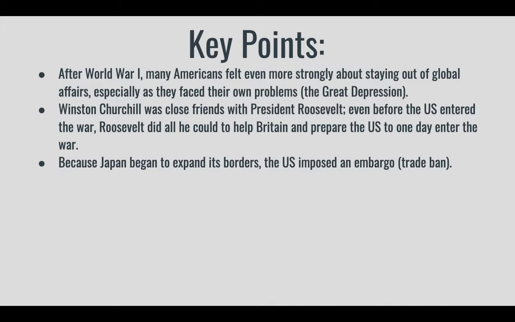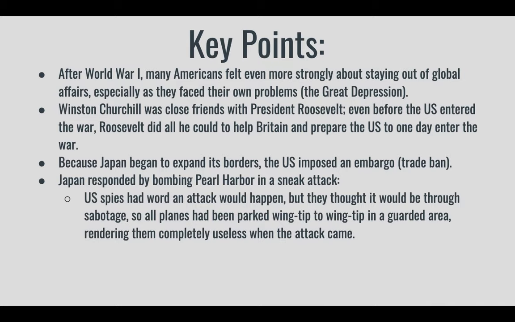So the United States said, hey, we're going to quit selling you oil. And Japan was like, wow, we can't really survive without your oil. And so they responded by bombing Pearl Harbor. And interestingly enough, we kind of had word through our spies that an attack would happen on Pearl Harbor, but the intelligence or the spies at the time had worked out that it was going to be through sabotage, meaning they thought someone was going to kind of sneak on the base and blow things up or destroy some of the planes and boats and other military machines.